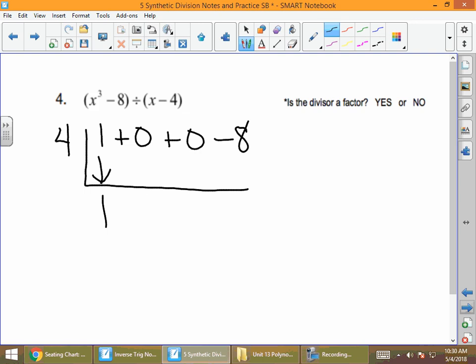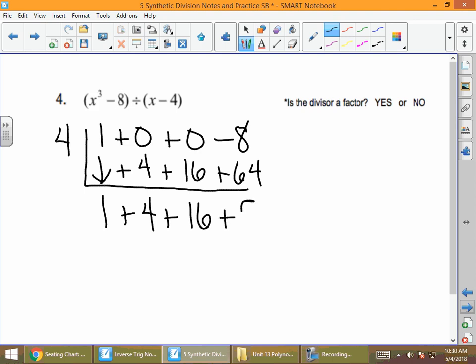We're going to multiply. 4 times 1 is 4. 0 plus 4 is 4. 4 times 4 is 16. 0 plus 16 is 16. And 4 times 16 is 64. And negative 8 plus 64 is 56.